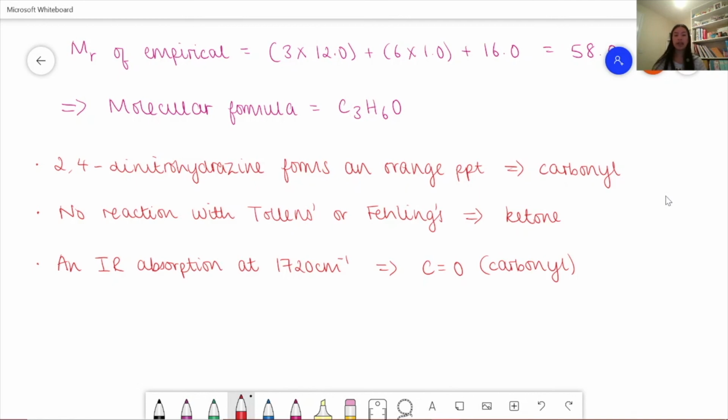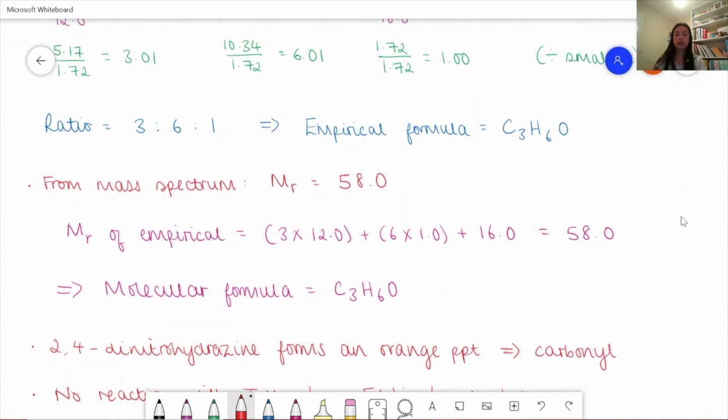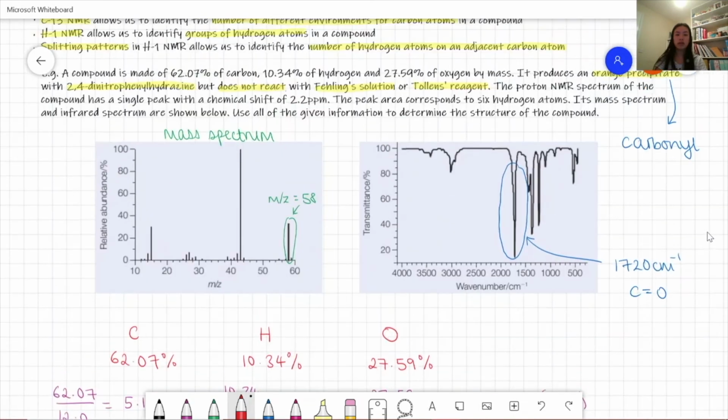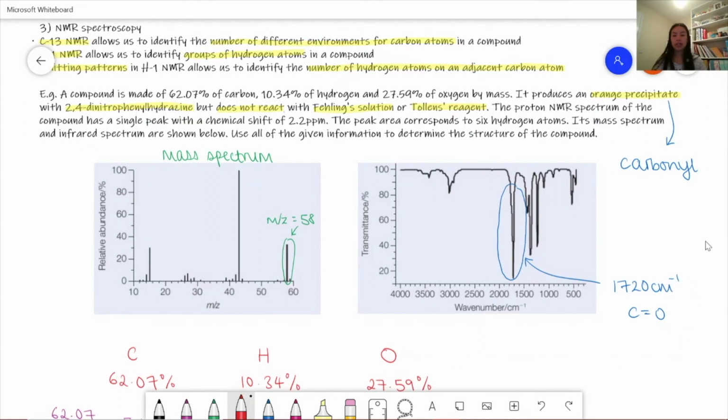And then finally, looking at the information we have about the proton NMR. So the question said that the proton NMR spectrum of the compound has a single peak with a chemical shift of 2.2 ppm, and also the peak area corresponds to 6 hydrogen atoms. And so because it's a single peak, we know that all of these 6 hydrogens are in the same environment because they only produce one peak, and they have a chemical shift of 2.2 parts per million, which, if we look at our data booklet, corresponds to hydrogen attached to a carbon, which is then attached double bonded with an oxygen.